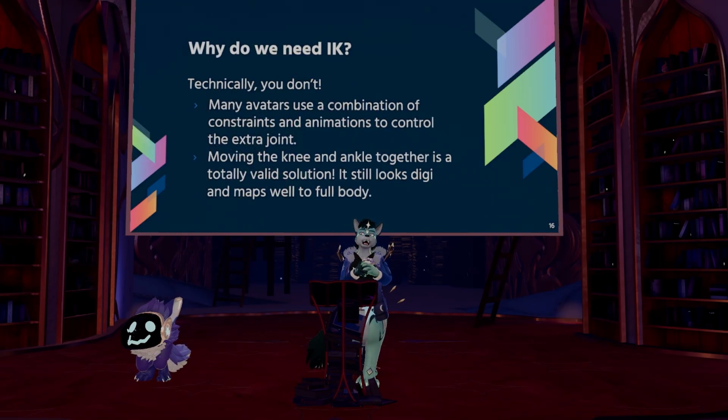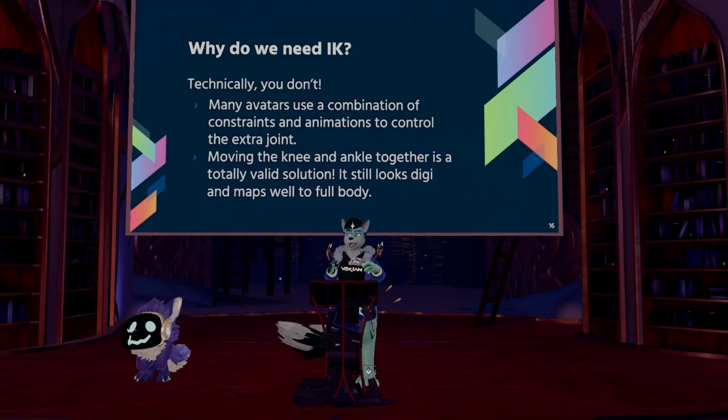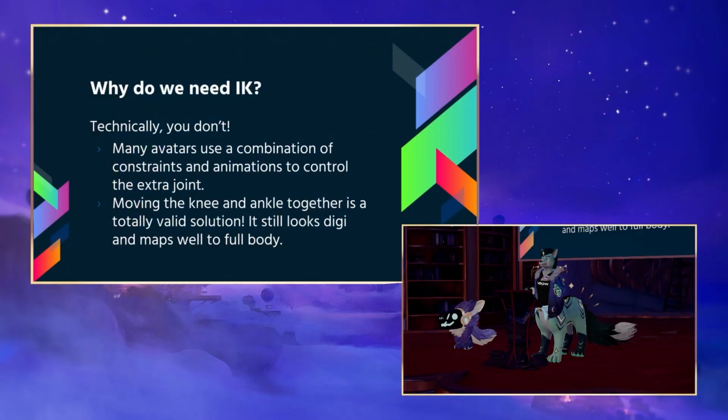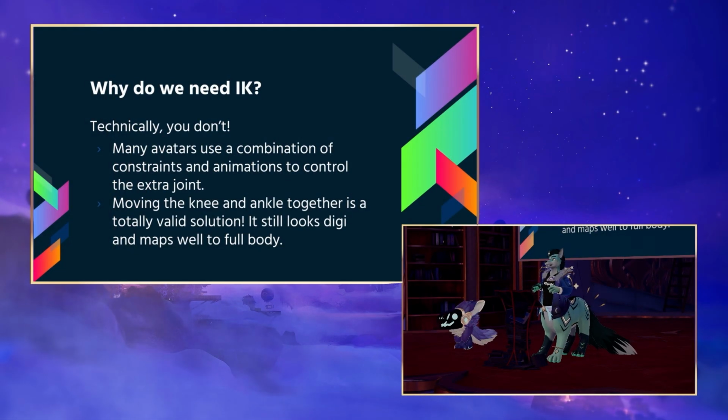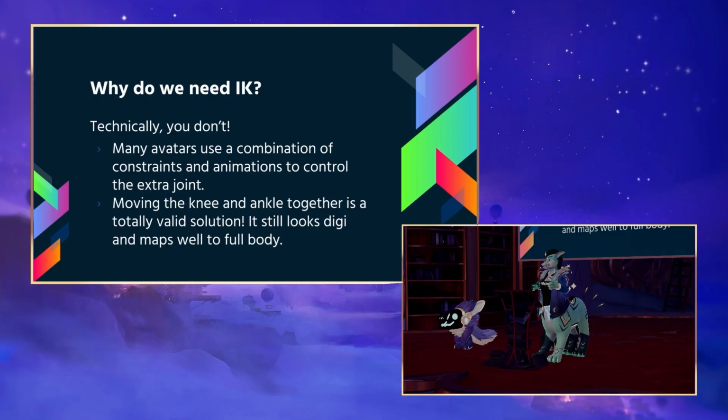So why do we need Final IK for this? Well, technically you don't. There's a lot of avatars that find other ways to control the extra joint. They use either a combination of constraints or contacts, animations, phys bones. There's all kinds of techniques. I've seen some great stuff out there. Those are completely valid. They work really great. Sometimes you'll just see people do what I mentioned in the last panel, where they just fake it. They just make it look like it's a digi leg, but it's not really.